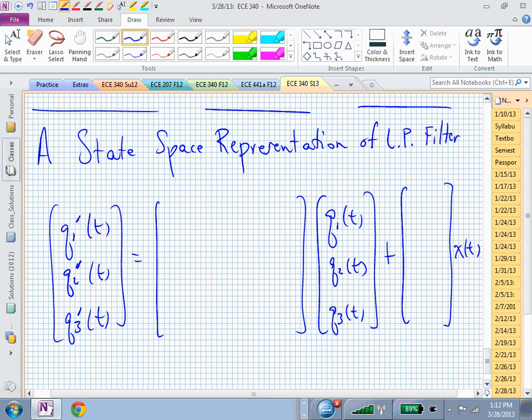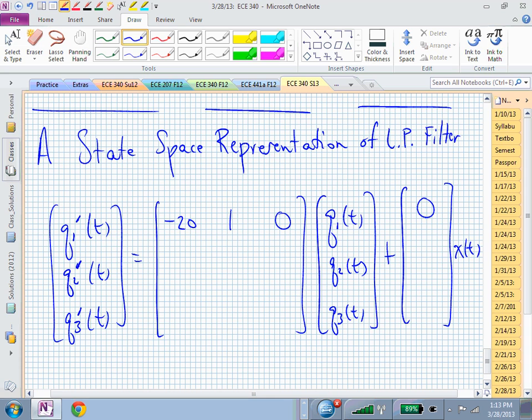What was Q1 prime? Didn't it have a Q sub 2? So that's going to be right there. It had no input. It had no Q sub 3. And it had a minus 20 Q sub 1.